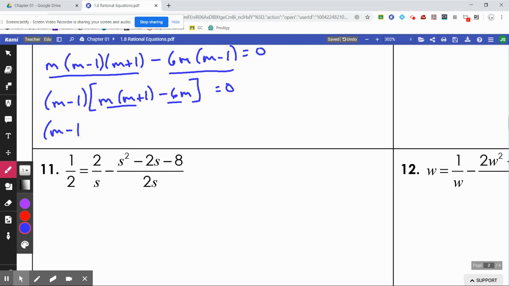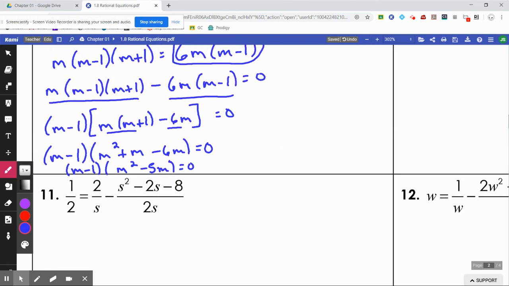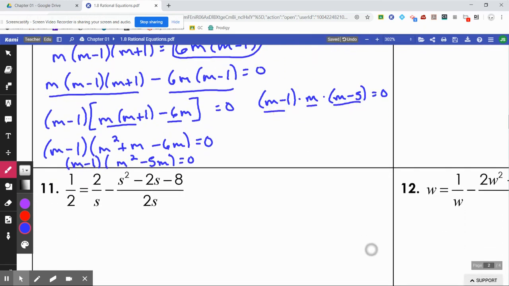I have m minus 1. Distribute the m to m plus 1. That'd be m squared plus m, and then you have your minus 6m. Combine any like terms. You now have m minus 1 times m squared minus 5m. You can factor the m out of that, and you end up with m minus 1 times m times m minus 5 is equal to 0. And when you set all three of those terms equal to 0, you get m is either 1, m is 0, or m is 5.